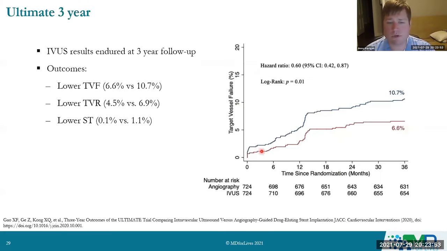So you can see here, as we saw before, the curves diverge early and they stay separated throughout. So a 40% risk reduction at 3 years of target vessel failure, which was statistically significant. Again, these are the numbers from the chart we just looked at with regards to what was statistically significant with regards to in-stent restenosis and stent thrombosis.